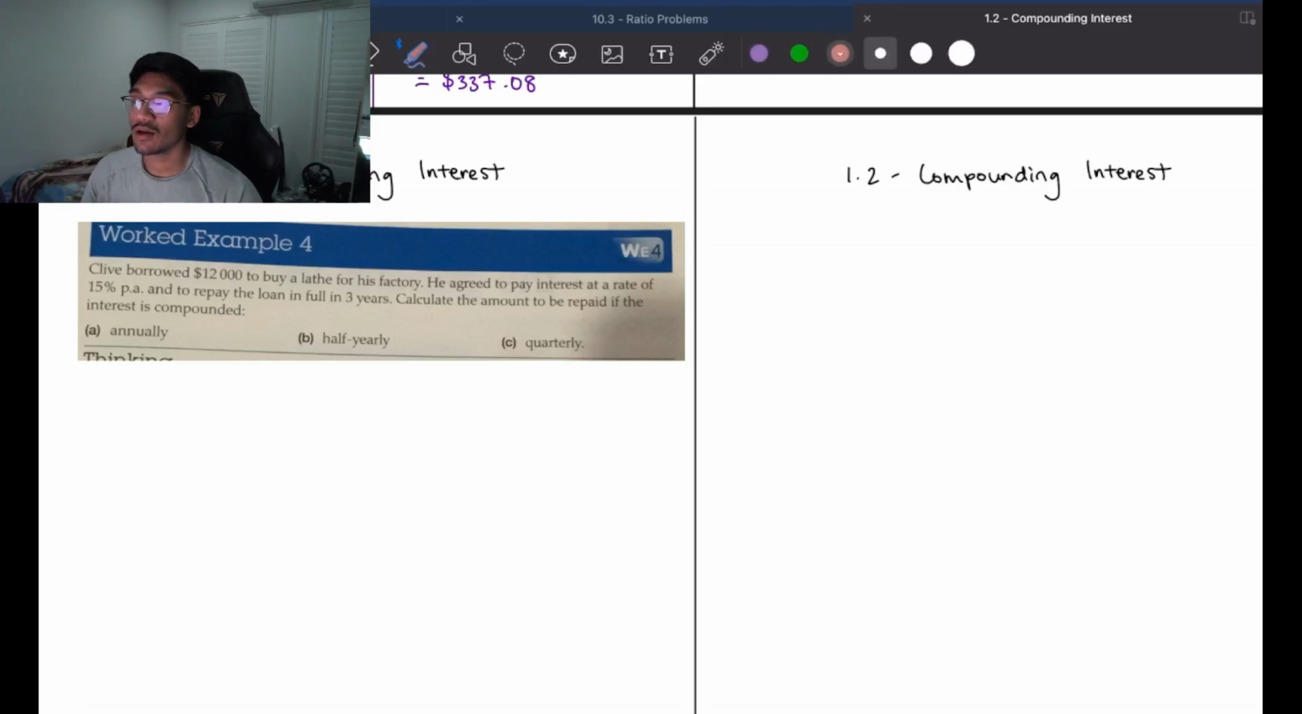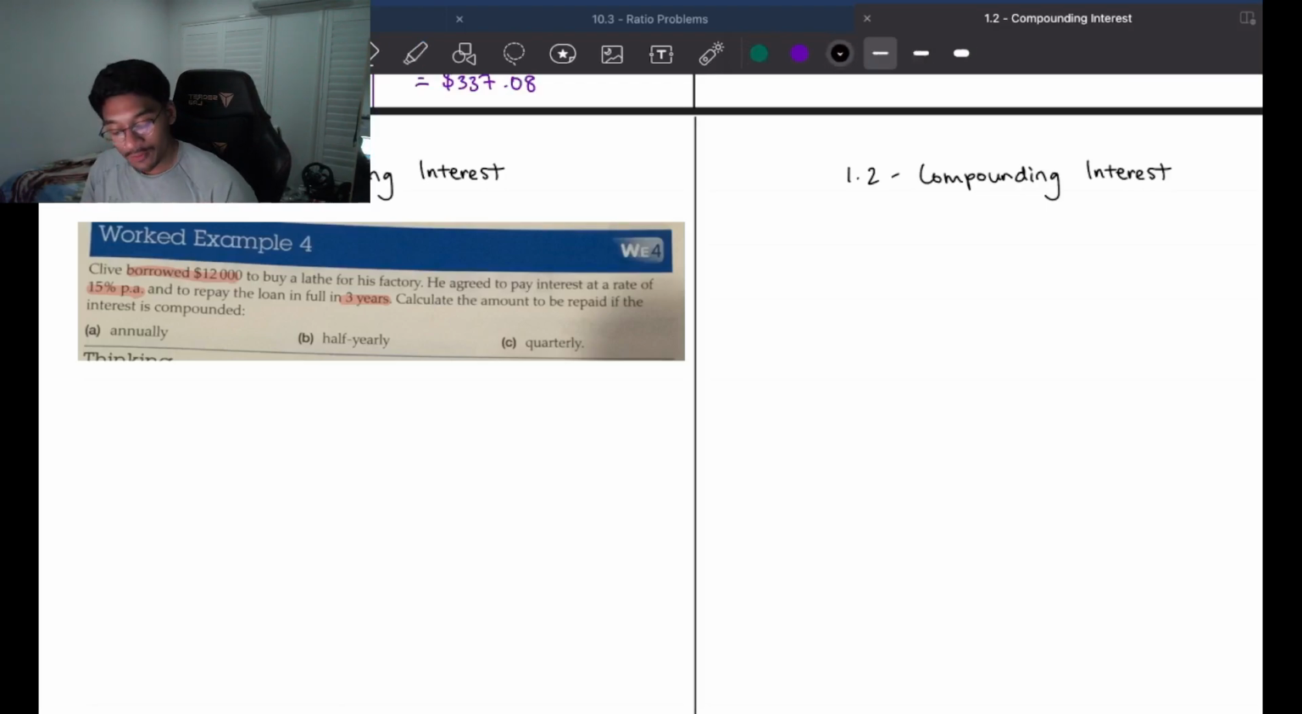Let's go ahead and highlight what we know. Clive has borrowed $12,000, so our principal is $12,000. He agreed to pay at an interest rate of 15% per annum, so we have our interest rate, and he's paying it over 3 years, so we have our time. Now question A says, calculate the amount to be repaid if it's compounded annually. And this is where that new part of the formula comes into play.